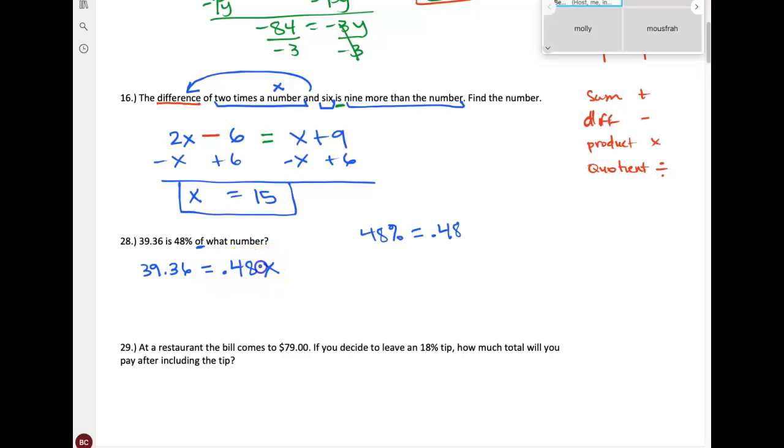Well, here it's connected by multiplication, so I need to divide both sides by that 0.48 to find out my answer. So you can just use your calculator to do that. Make sure you have a scientific calculator to bring into the test, because you won't be able to use your phone or anything like that. You do need to make sure that you have some kind of a scientific calculator. So that would give us 82.